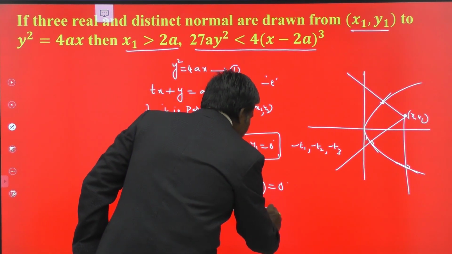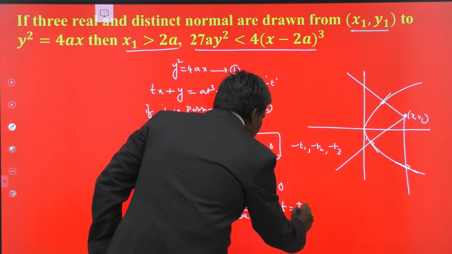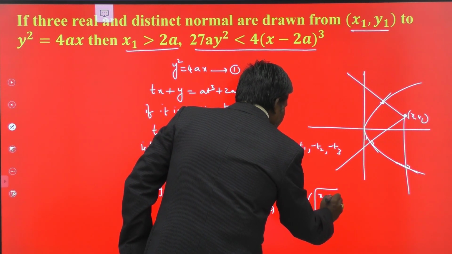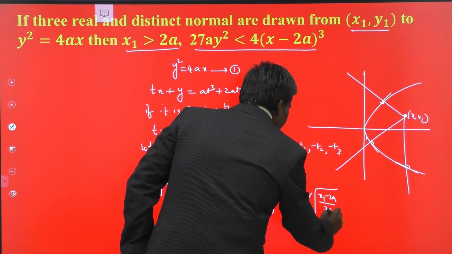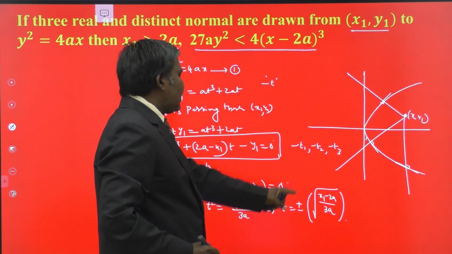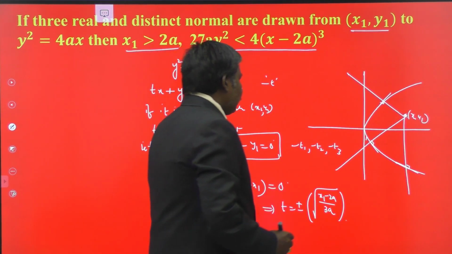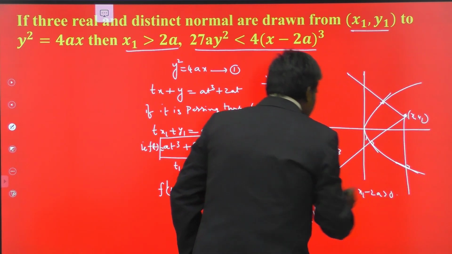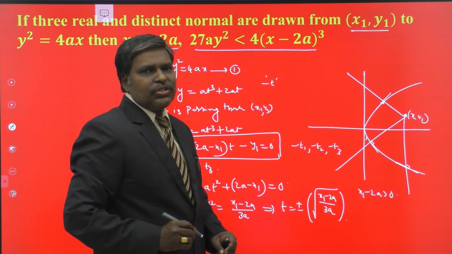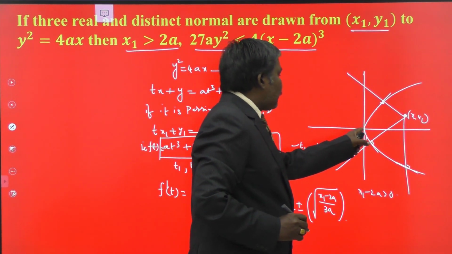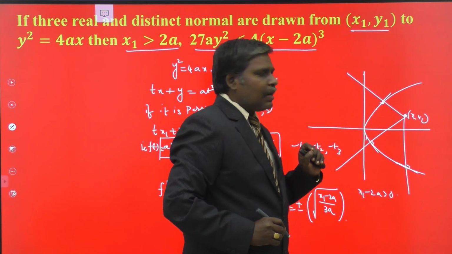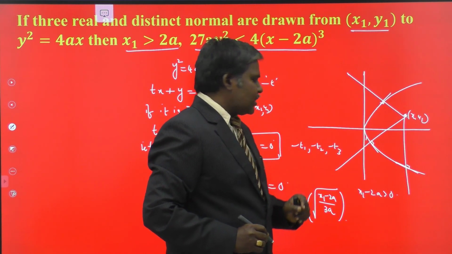So what are the roots? t is equal to plus or minus the square root of (x1 minus 2a) by 3a. These two are real and distinct. For the first condition, x1 minus 2a must be greater than 0. For t equal to 0, we have the point (0, 0). This is only the normal at this point, the tangent at that vertex.